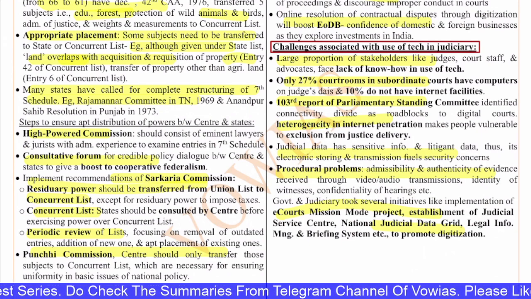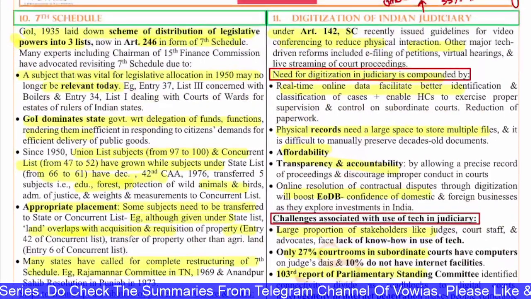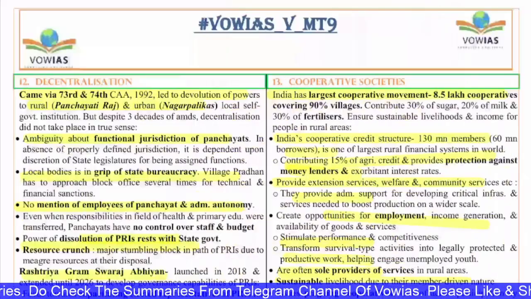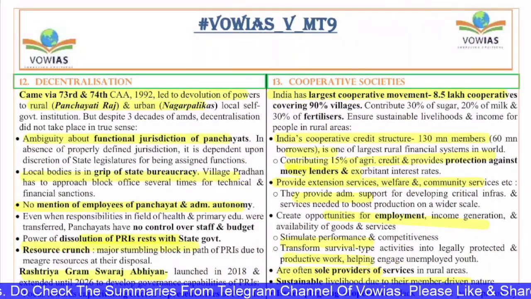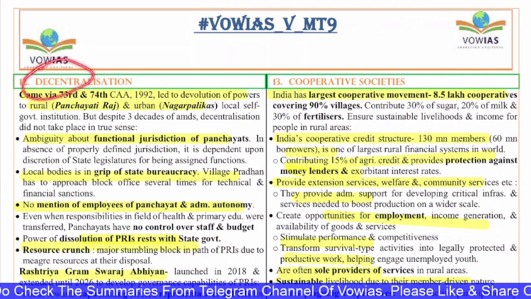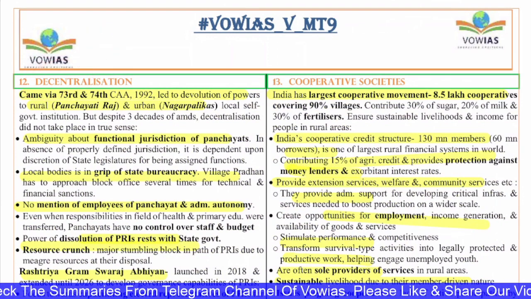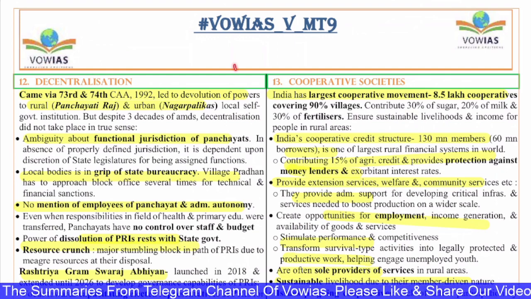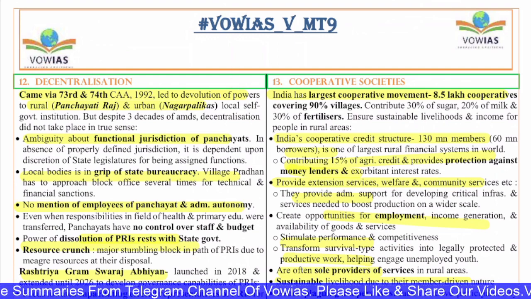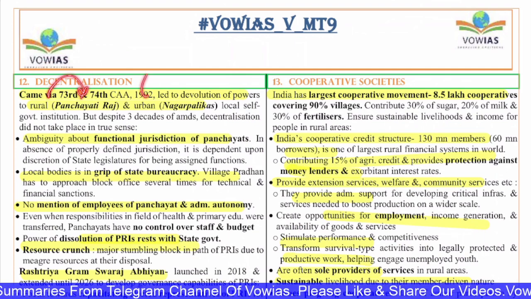Now let's look at the next question, the 12th question, and this is with regard to decentralization, the 73rd and 74th Amendment Acts. Decentralization came via the 73rd and 74th Constitutional Amendment Acts in 1992. This led to devolution of powers to rural, that is Panchayati Raj, and urban, that is Nagarpalika, local bodies. These are the local self-government institutions.